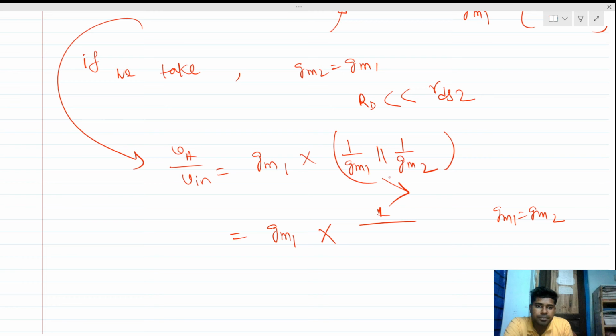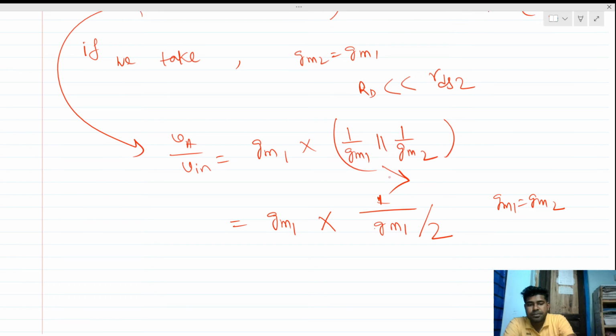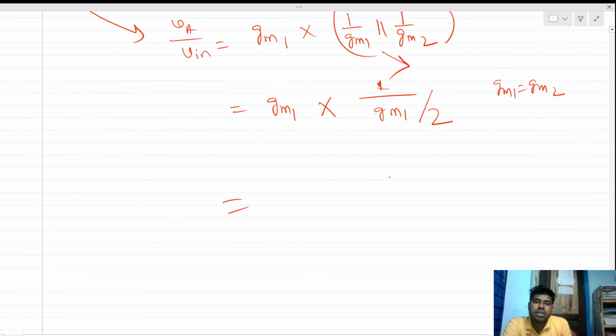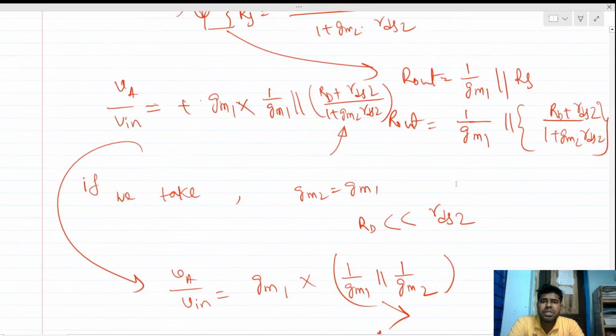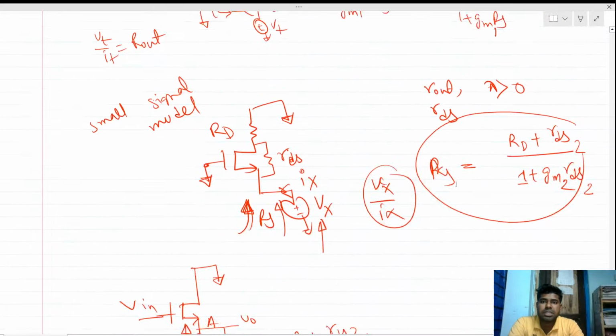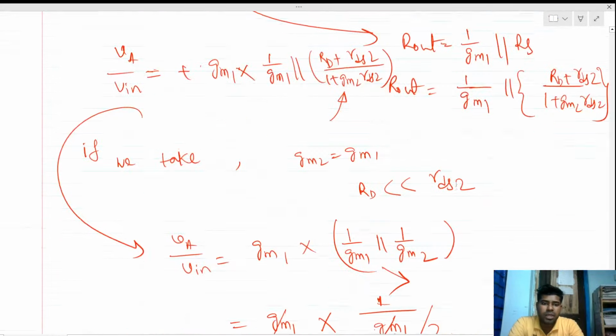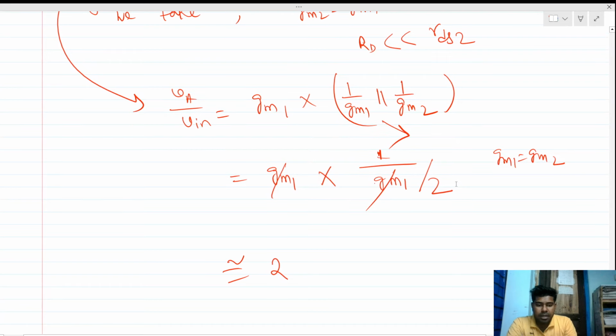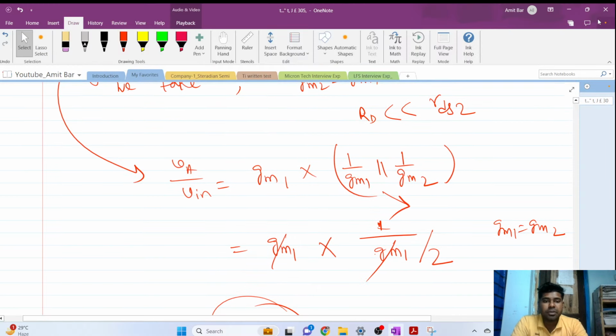So this will be 1 over GM1 divided by 2, and this will cancel, so we will get 2. This is the interpretation we can assume, and this is how this circuit will work. Let me check if I made some mistake or not. So this will be nothing but GM by 2. This will be the gain. Thank you everyone, you can give your valuable feedback. Thank you.